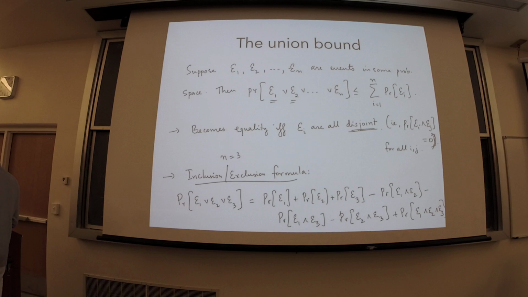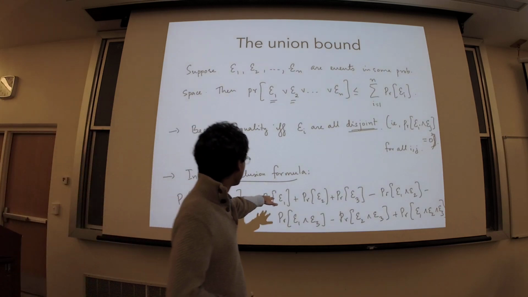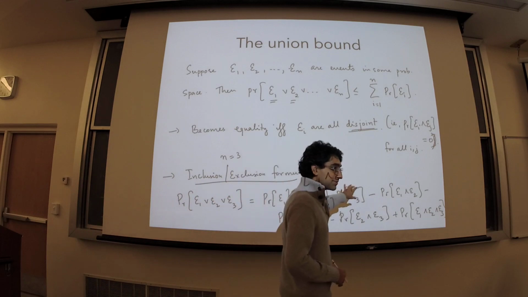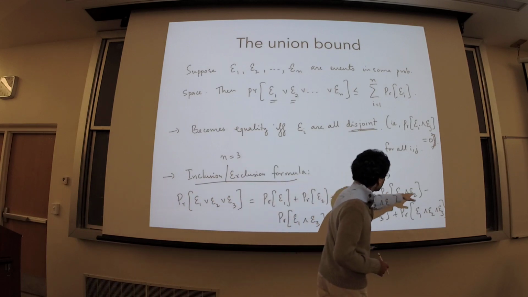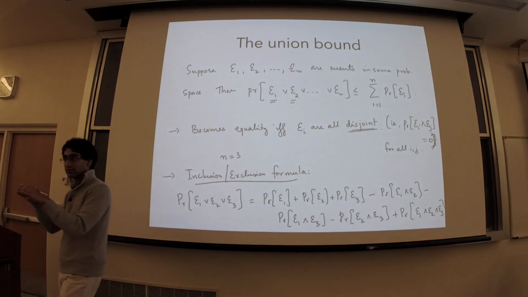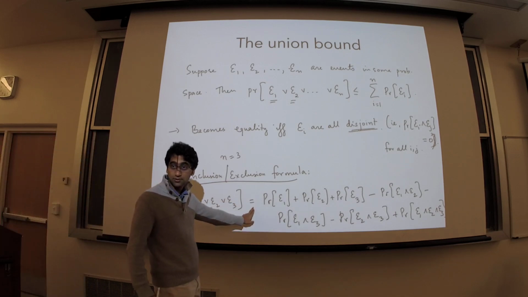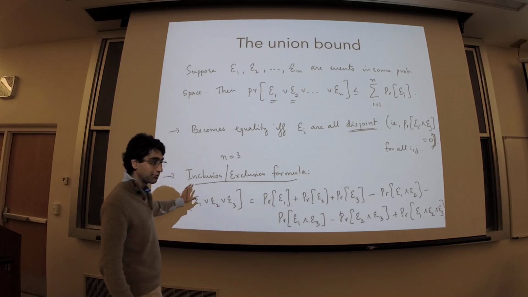Okay, so in general, the formula looks something like this. You have these first order terms, and then minus the second order intersections, plus the third order intersections, minus the fourth order. So it has alternating signs, and this is always an equality. This inclusion exclusion formula is an equality.